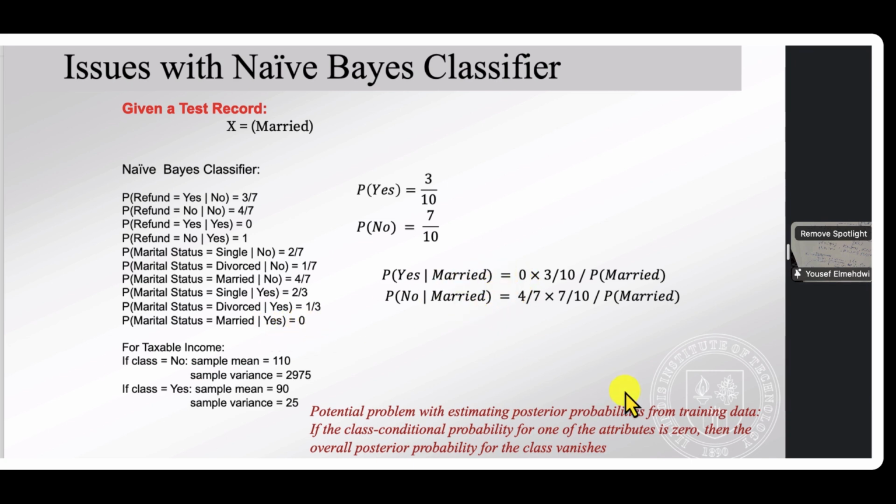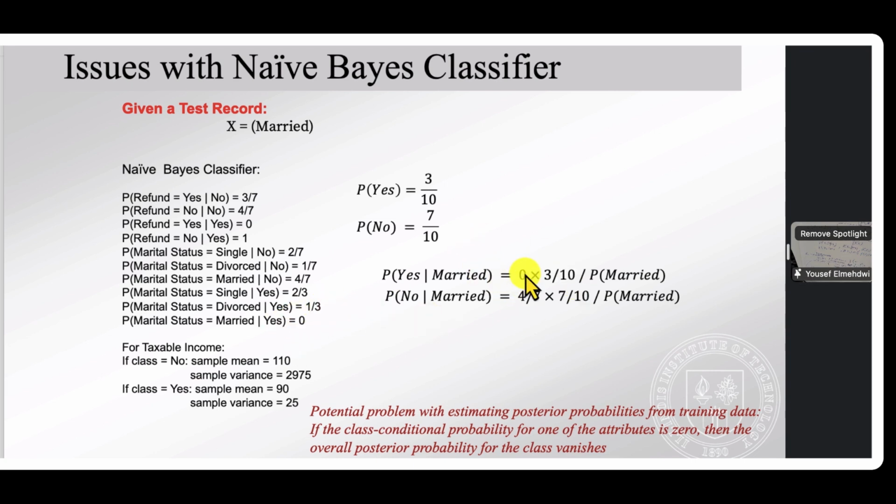So in this case, there is a potential problem. It's not a problem 100%, but there is a potential problem if we try to estimate the posterior probability, to find what the class label is going to be for the given test instance from the training data. If the class conditional probability, as you remember from last time, the probability of x given y, we call this the class conditional probability, is equal to 0 for one attribute, the same case as here with marital status equal married given the class label equal yes, then the overall posterior probability can be 0.